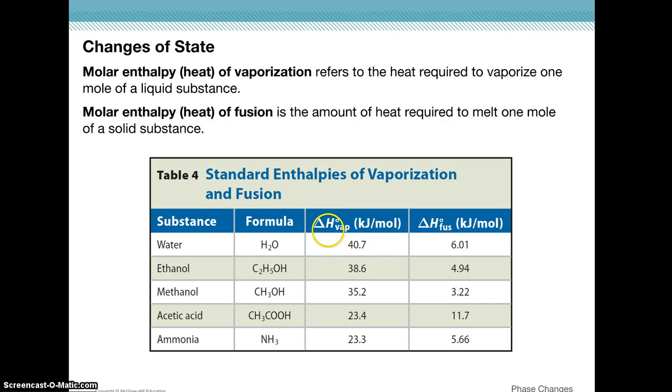Okay, delta H is the symbol for enthalpy. Q is the symbol for heat. Q and delta H can be used interchangeably. Okay, so that's why you see that here. VAP for vaporization, and you'll notice the units of these numbers are kilojoules per mole. Okay, and then we have the heat of fusion, again in kilojoules per mole.